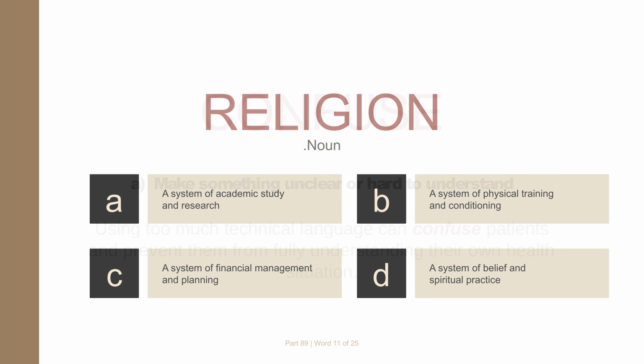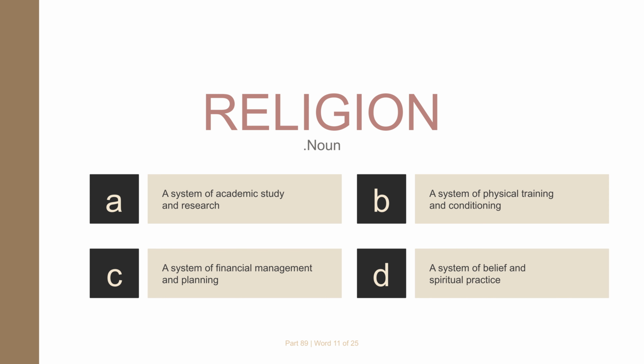Question 11. What is the meaning of religion? Option A. A system of academic study and research. Option B. A system of physical training and conditioning. Option C. A system of financial management and planning. Option D. A system of belief and spiritual practice.